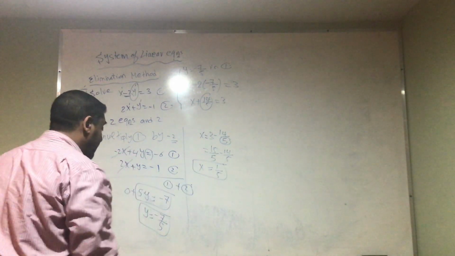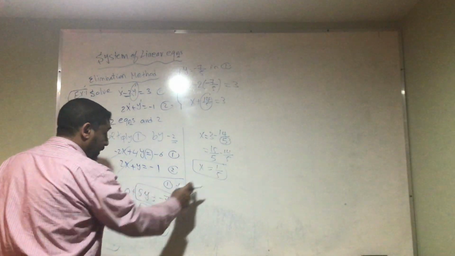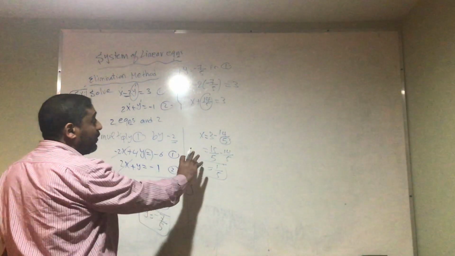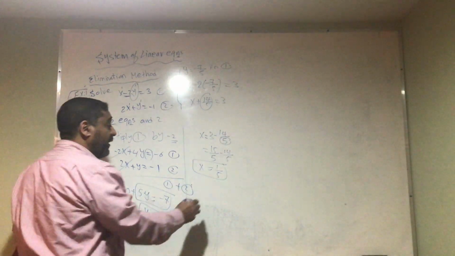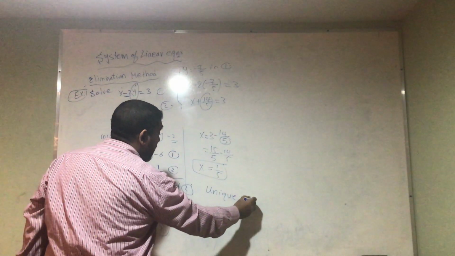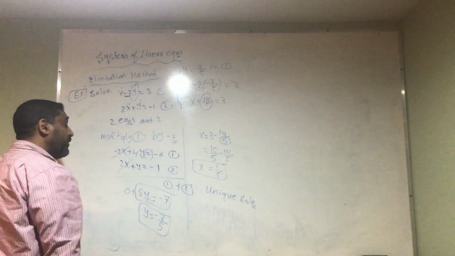So the solution here is x equal 1 over 5 and y equal minus 7 over 5. Because you have only one value for x and one value for y, we call it a unique solution. We have a unique solution because there is only one value for x and y.